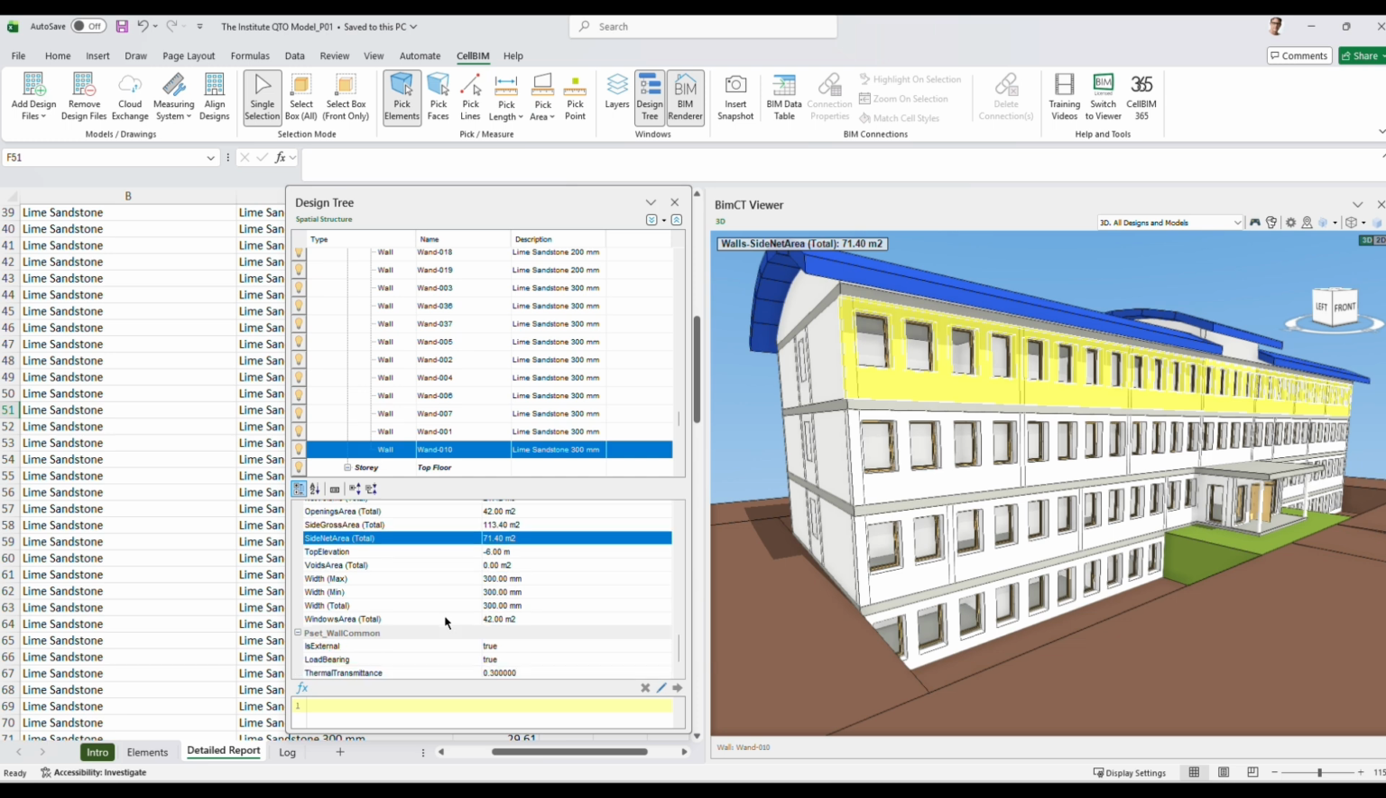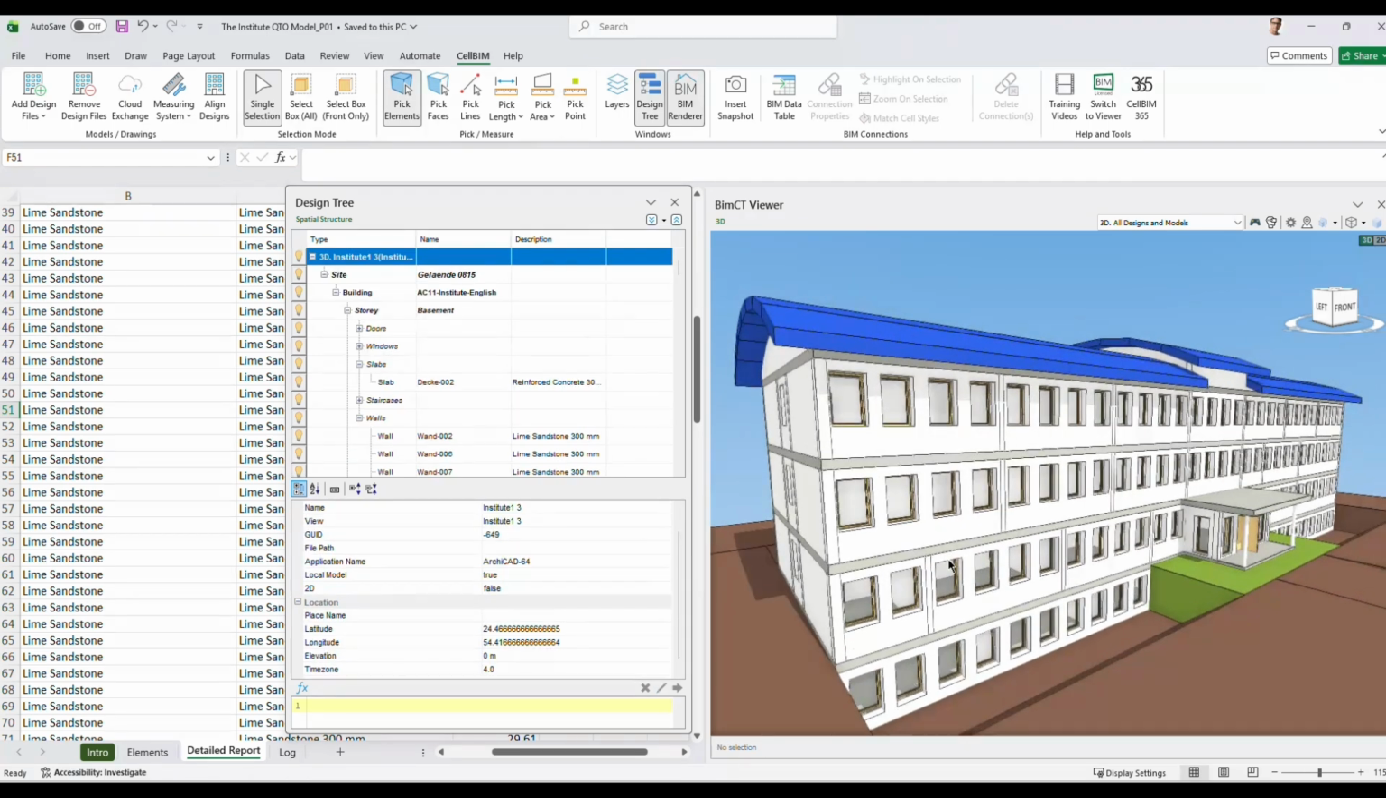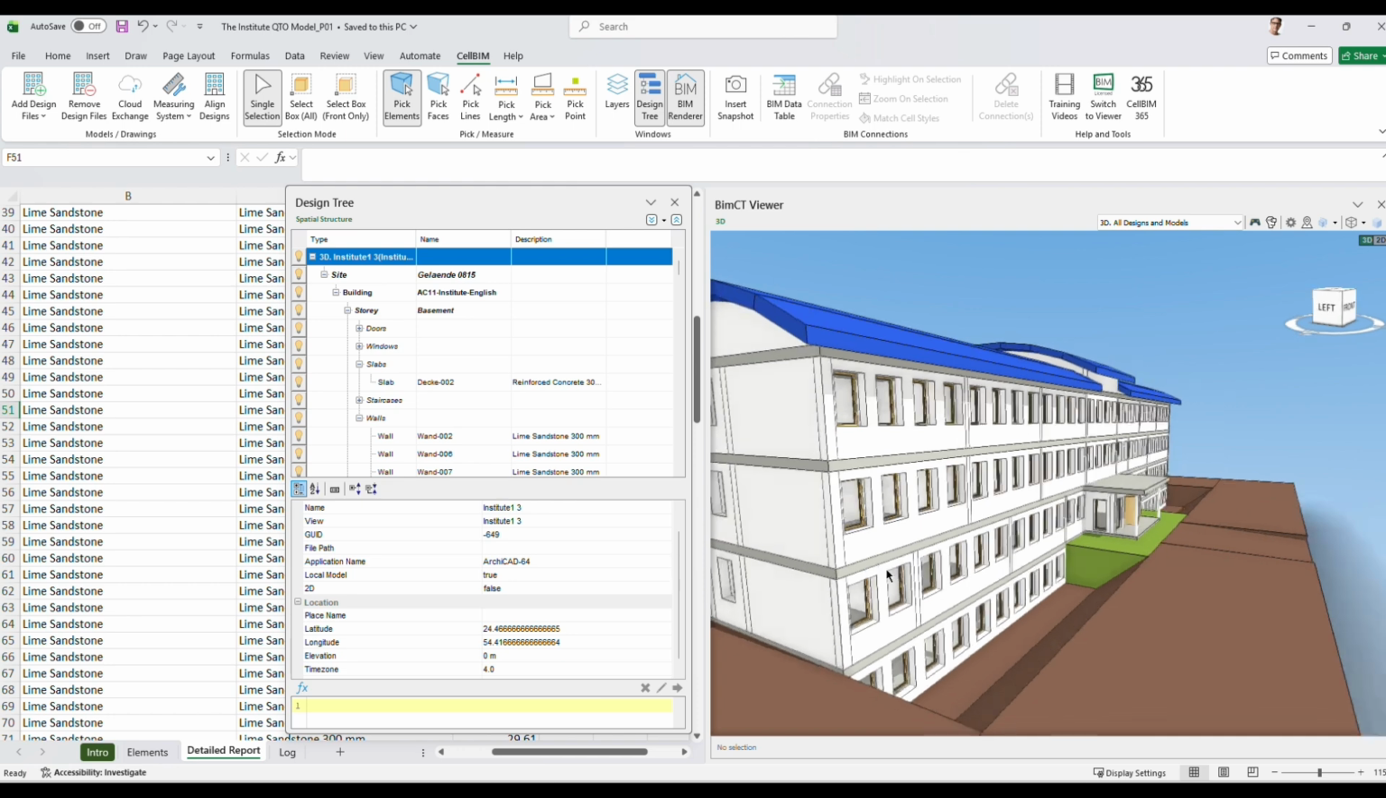In CellBIM, this is typically captured through face area or net volume fields. Net quantities are what most estimators rely on for detailed takeoff and pricing.